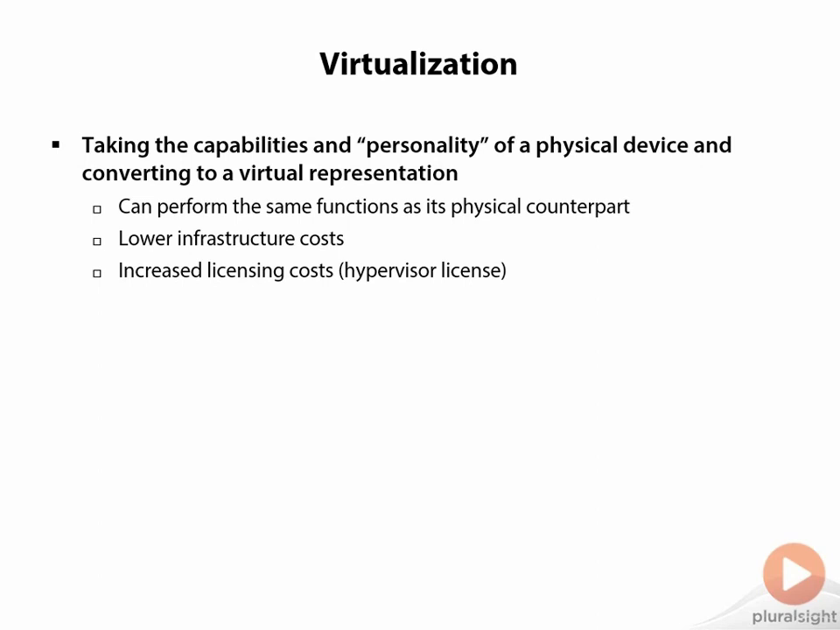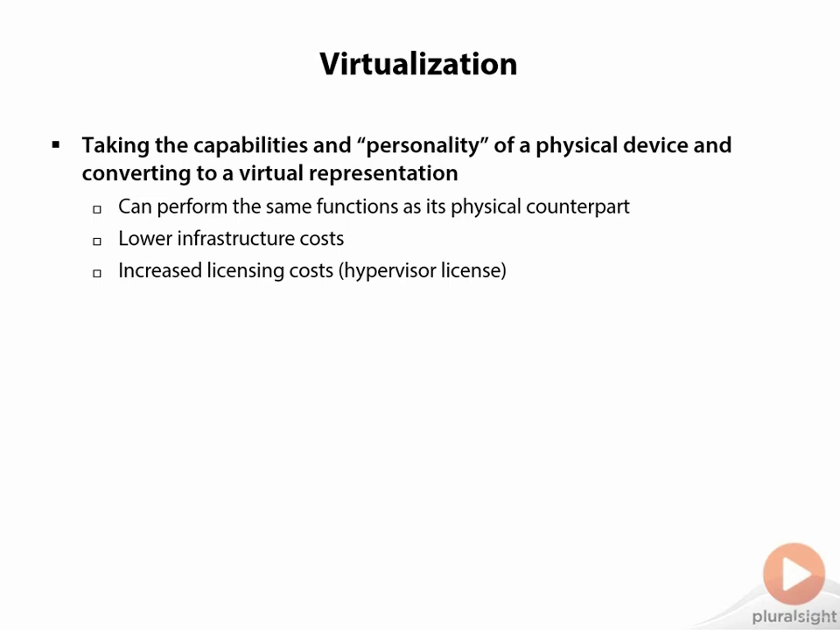So in other words, we could take 5, 10, 15, 20 physical servers, virtualize those, and put those virtual representations, or virtual containers, onto a single server. In this instance, let's say a VMware ESX host or ESX cluster. So we could take a number of servers and put them onto one physical box. That allows us to perform the same functions as the physical counterpart.